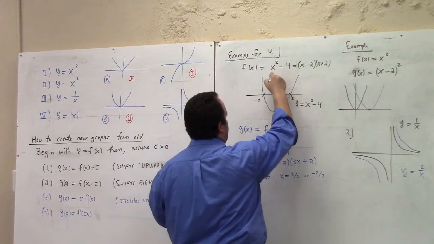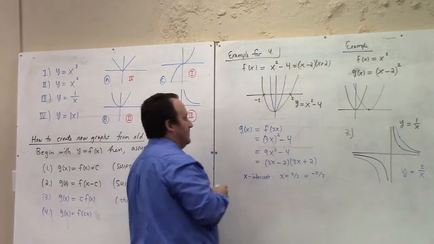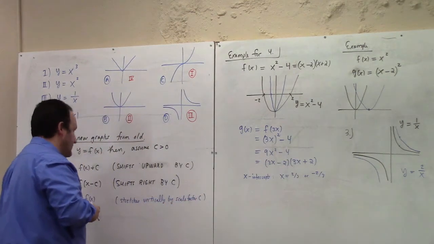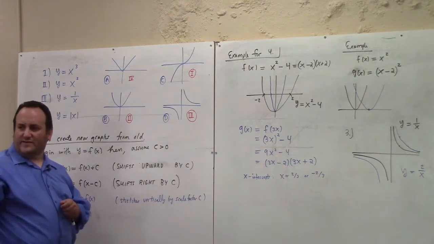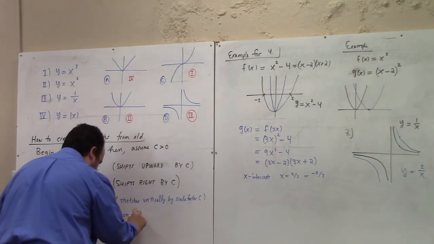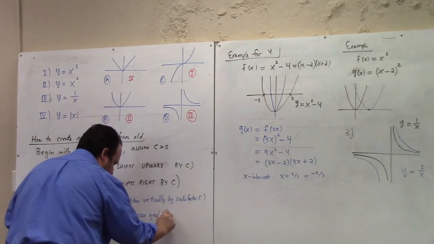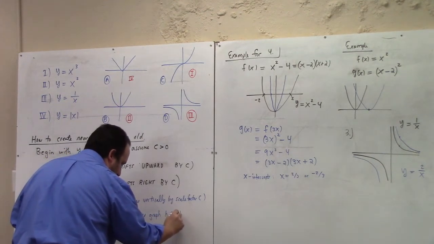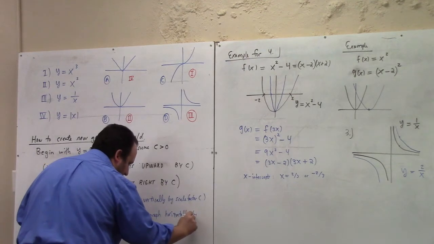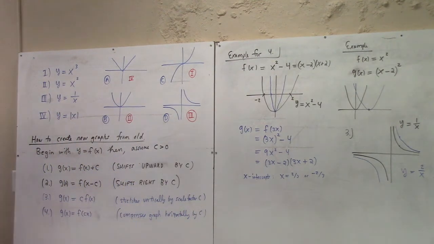And so basically, is shrink the right word? Somebody said compress. I like that. Compresses the graph horizontally by c. So this one shrunk it horizontally by a factor of 3.